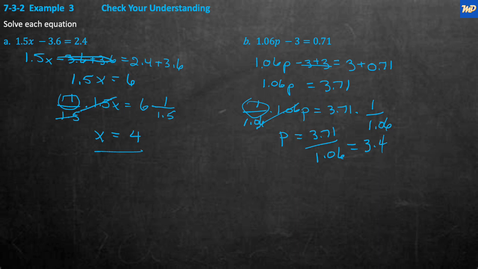I think that's 3.5. I need to go back and fix that. Three and 0.5. So p is equal to 3.5.